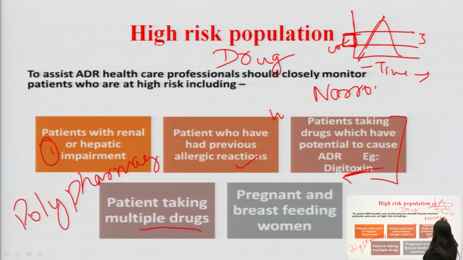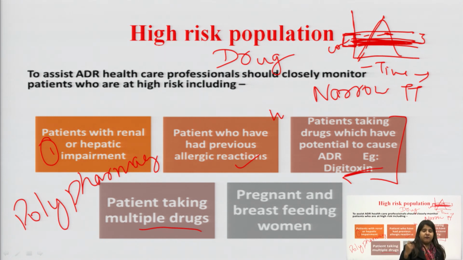So drugs like digitoxin have a narrow therapeutic index. That means this index is very small. We have to always make sure that the drug is within the therapeutic index. If it goes above the index, it will cause toxicity. If it is below the index, it will not work. So these are the drugs which are at a higher risk of causing ADRs. Then we have pregnant and breastfeeding women, who are again at a higher risk of getting adverse drug reactions.